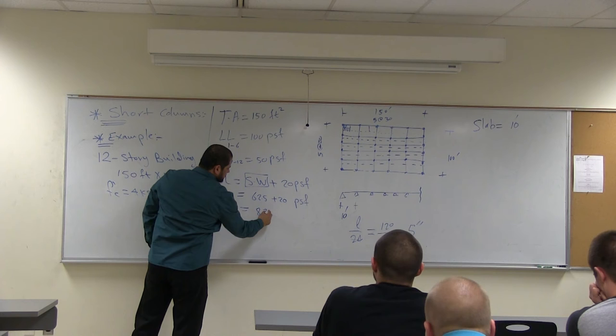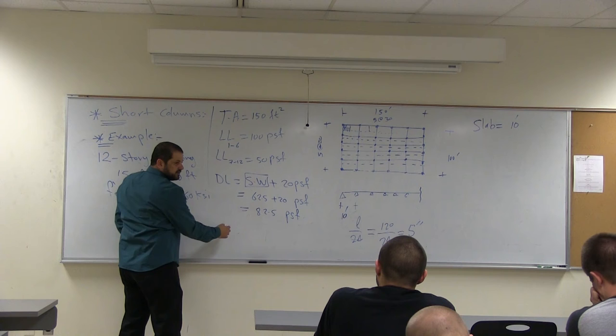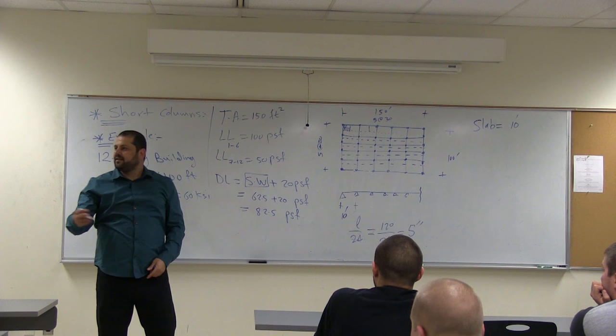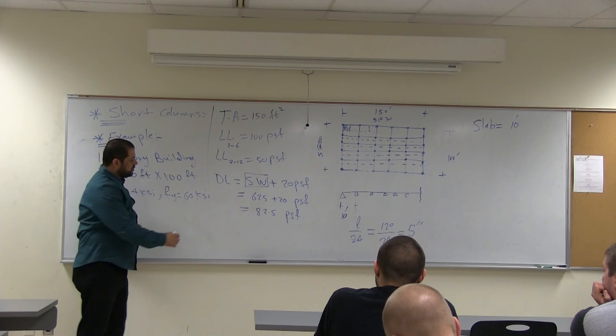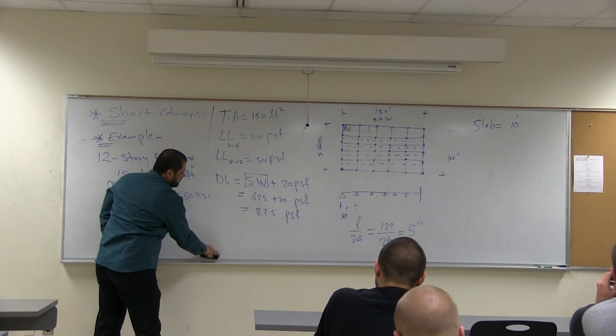82.5 PSF. If you want to include the self weight of members, the beams, the girders, the columns, you can add 3 or 5 PSF, not more than that. But let's just take these loads. So what's the ultimate now? What's W ultimate on the slab?